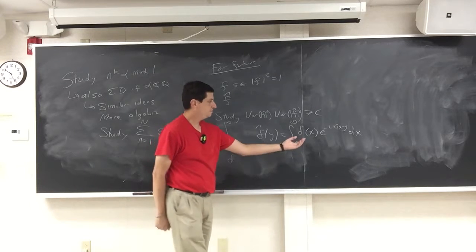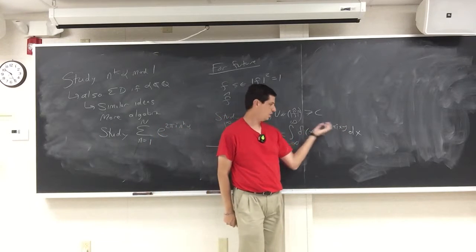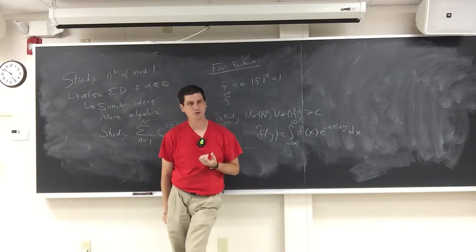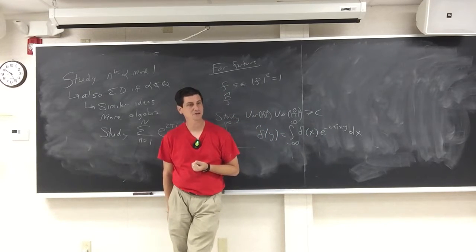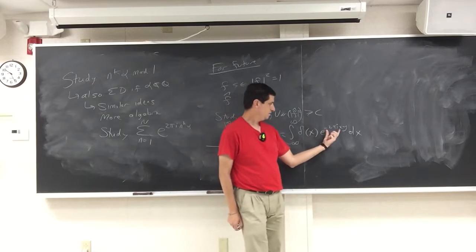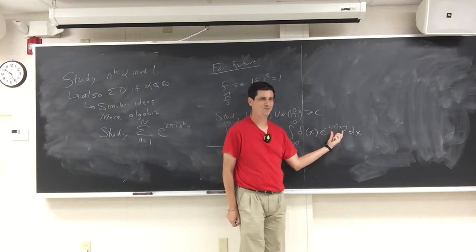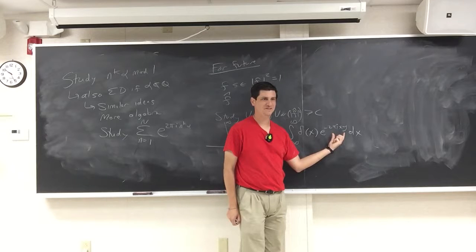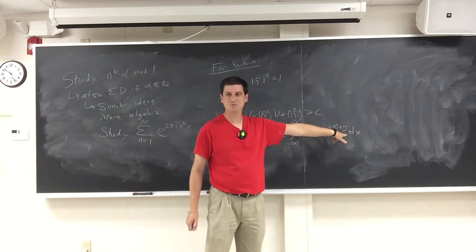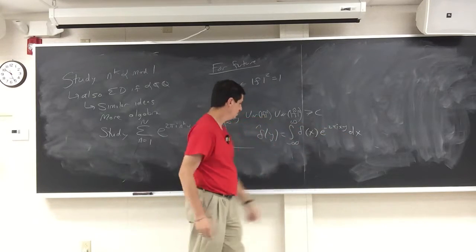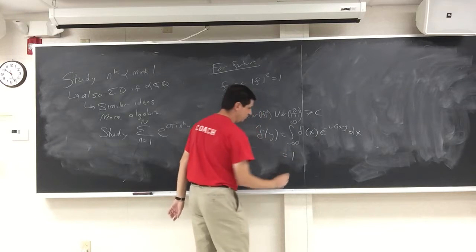So I'm integrating the function e to the negative 2 pi i xy against the delta spike. What do I get? At what point? For what value of x? 0. Yeah. So I just get back the value of this exponential at x equals 0. So the Fourier transform is identically 1.